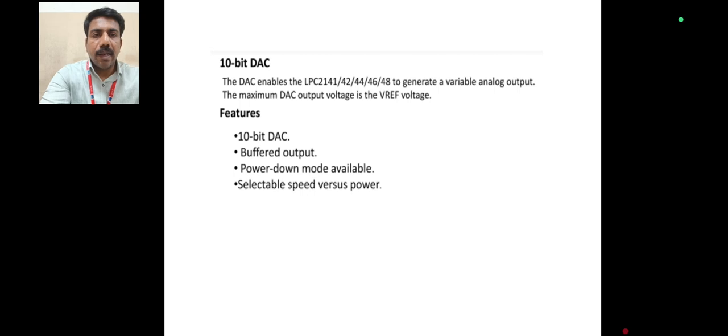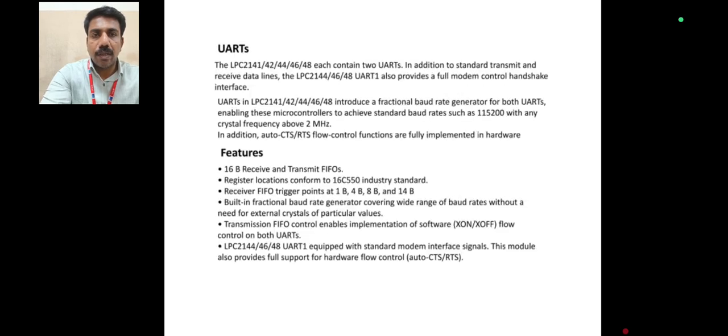10-bit DAC. DAC, digital to analog converter. It has the features of buffered output, power down mode available. It is able to generate a variable analog output. The maximum DAC output voltage is the reference voltage.